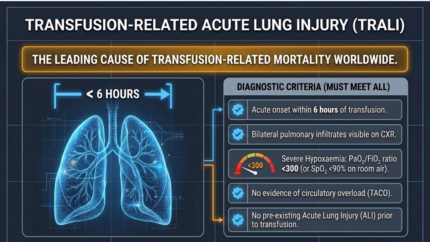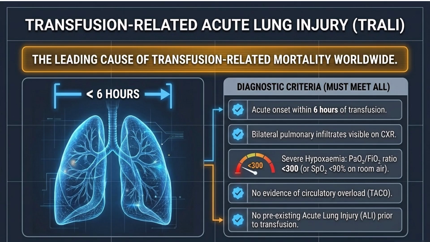Third is there is severe hypoxemia. Partial pressure of oxygen to FiO2 ratio will be less than 300 mmHg and the SpO2 will be less than 90% on room air. This is the ARDS definition threshold and the patient is significantly hypoxic, which can deteriorate rapidly to requiring mechanical ventilation. Fourth, there is no evidence of circulatory overload: JVP will not be raised, no hypertension, no response to diuretic. Fifth, there is no pre-existing acute lung injury prior to the transfusion. If a patient already has ARDS before transfusion, you can diagnose possible TRALI.